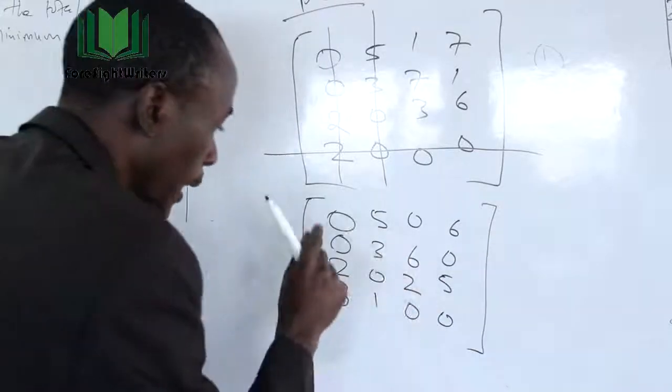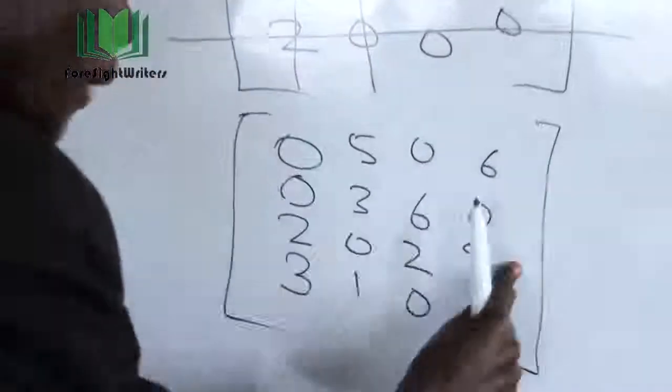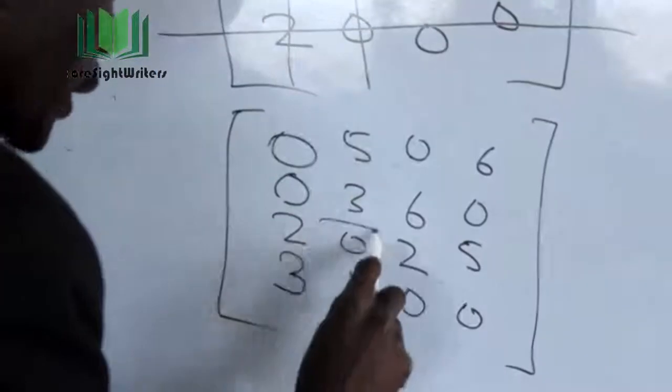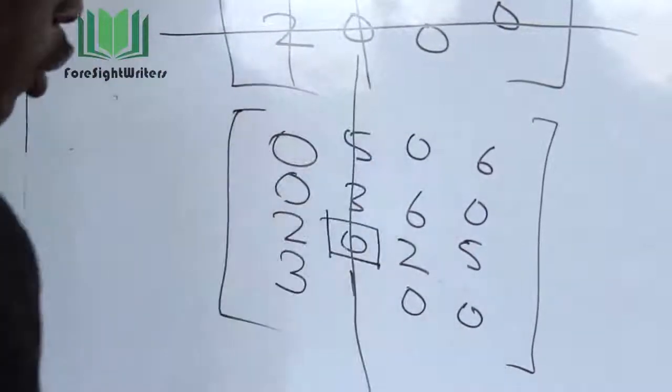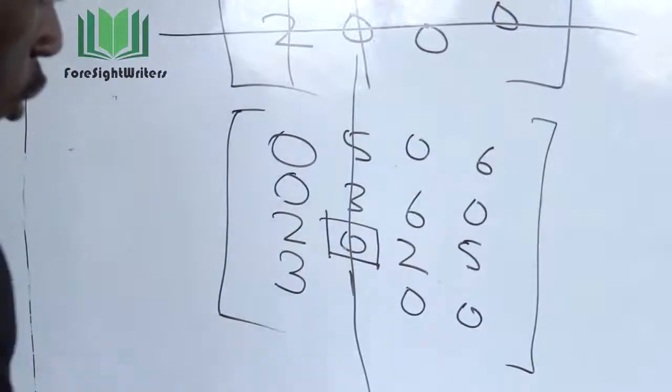Row 3, 2, 0, 2, 5. So this 0 is unique in row 3. So I need to assign it. When I assign at a row, I delete the corresponding column where I have assigned. So this is now the matrix that I remain with.